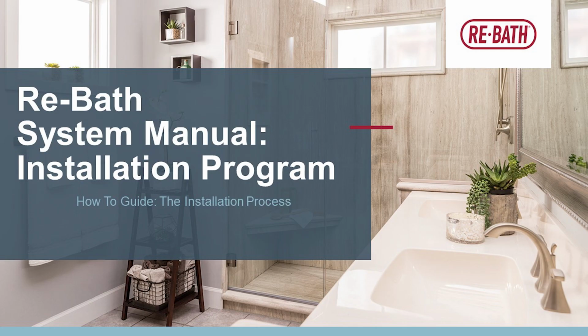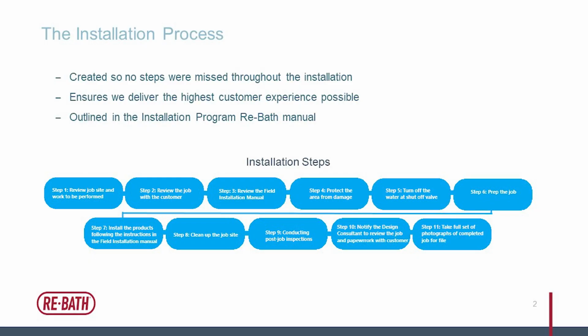Hello. In this training course, we are going to review the installation process outlined in the Installation Program Manual. The installation process consists of 11 key steps. Following these steps ensures project accuracy, that nothing gets overlooked, and a smooth process for installation. This will allow for an amazing customer experience. We will review key elements of each step during this presentation.